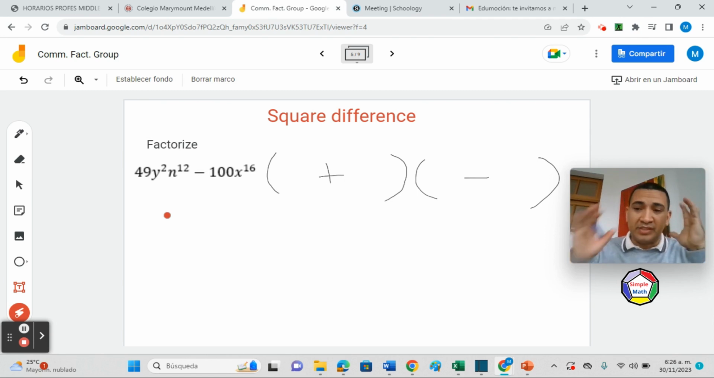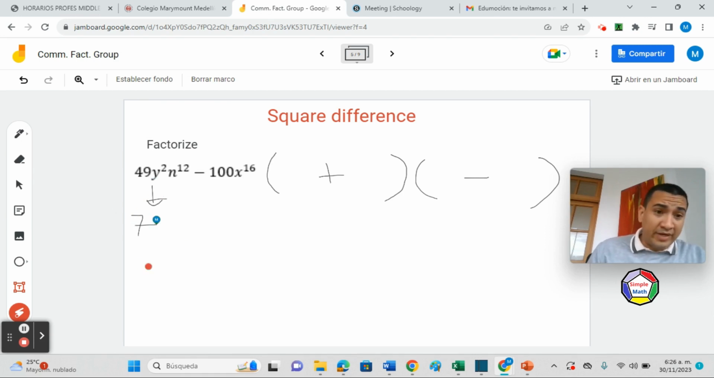So step number 1, write 2 parentheses. Step number 2, write a positive sign in one of the parentheses and a negative sign in the other parenthesis. Step number 3, get the square root of each term. So what is the square root of this? The square root of the first term is 7. Look, this is 7. The square root of 49 is 7.